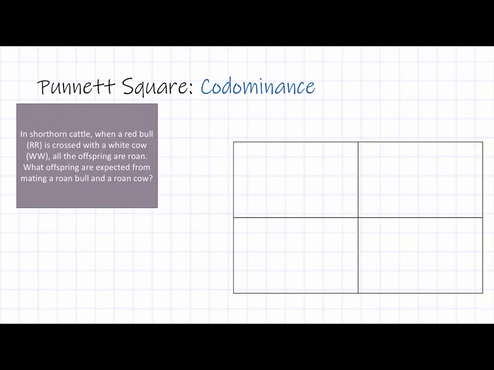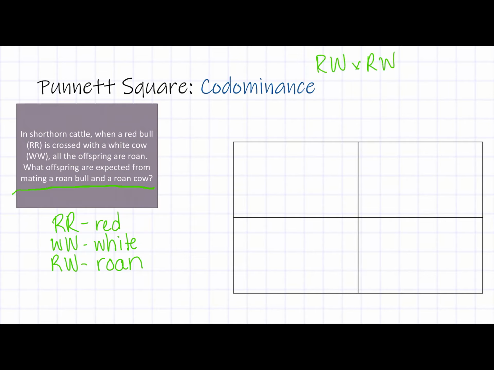So let's practice this together. A red bull, so big R is red. Big W is white. So these are completely different alleles for red and white. And when you have either the red or the white, you get roan. So this one is asking the offspring from a roan bull and a roan cow. So an RW times an RW are heterozygous. So now we're not going to use homozygous dominant or recessive. You're homozygous red or homozygous white.